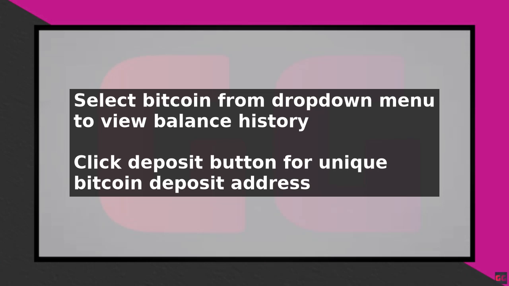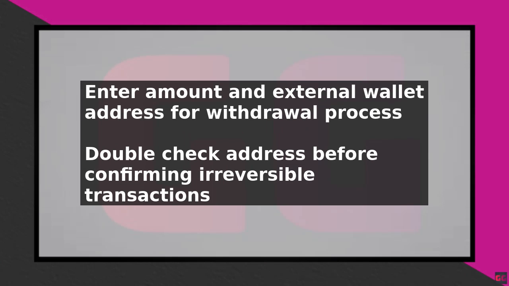To withdraw Bitcoin from your Bybit wallet, click on the Withdraw button and enter the amount you want to withdraw, as well as the external wallet address you want to send it to. Make sure to double-check the address before confirming the transaction, as transactions on the blockchain are irreversible.